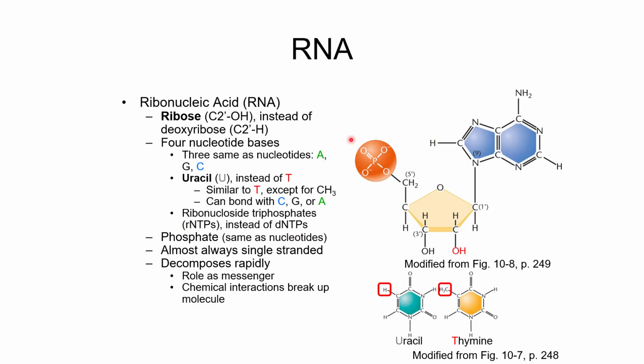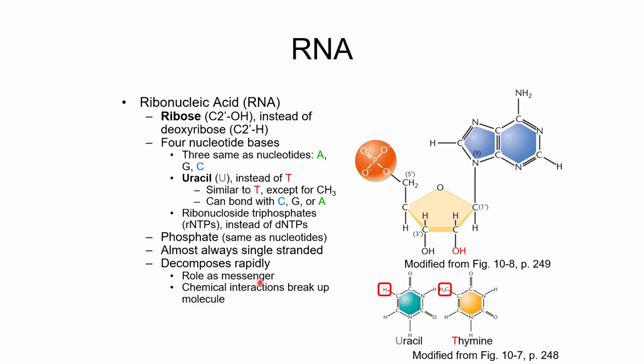Okay, the phosphate group on RNA is going to be the exact same as in DNA, and in general, RNA molecules are almost always single-stranded. Okay, we're not going to make a double strand. It's just a single strand. Because they're single-stranded, they decompose very rapidly.